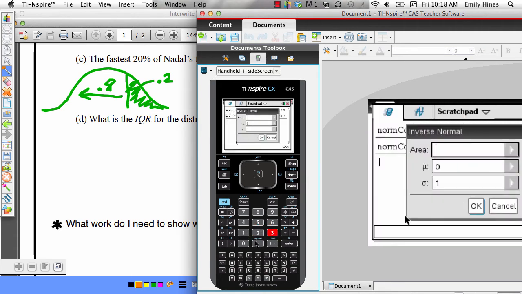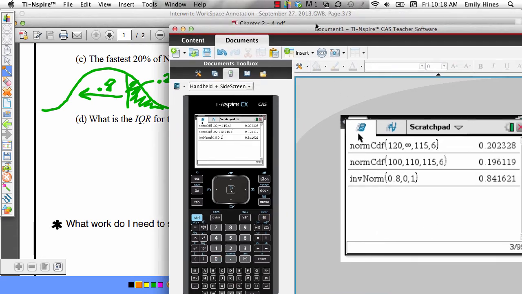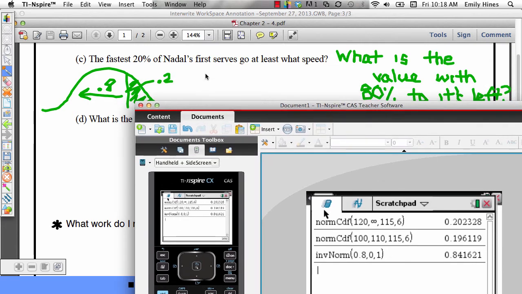Okay, I know my area is 0.8. If I just leave 0 and 1, it's going to give me the z-score, and I can find it myself. In fact, I need to show my work to find it myself. So let's leave that right there and hit OK. And you see that I get a z-score of 0.84.